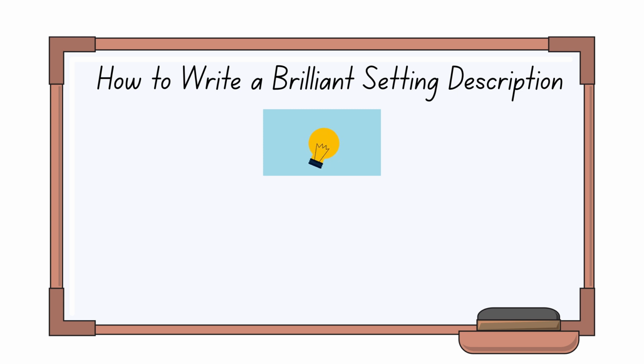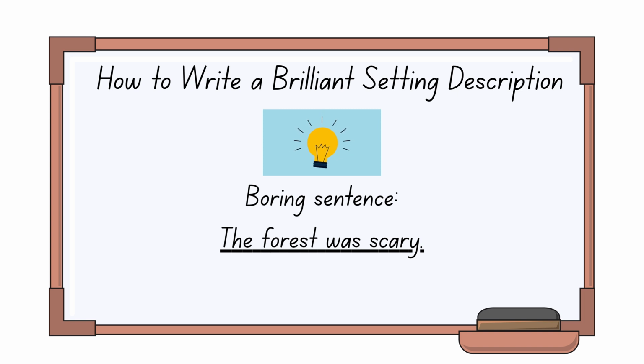Today we are learning how to write a brilliant setting description. A setting is where a story takes place. It could be a forest, a castle, a beach, or even a planet in space. We are going to start with one boring sentence and improve it step by step.